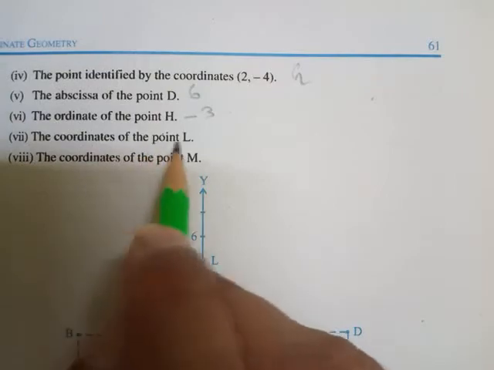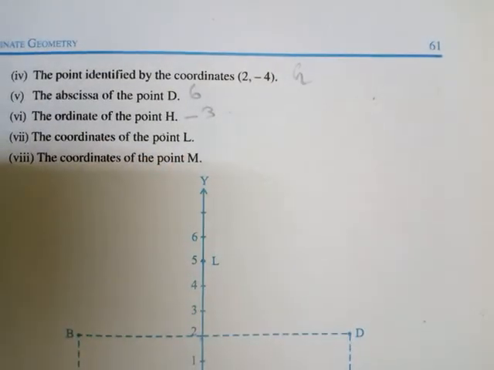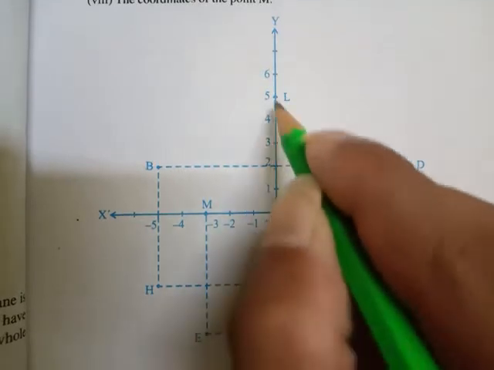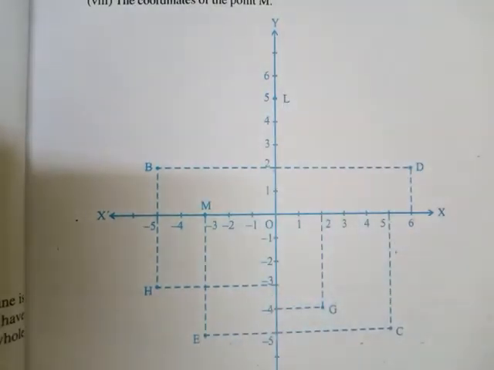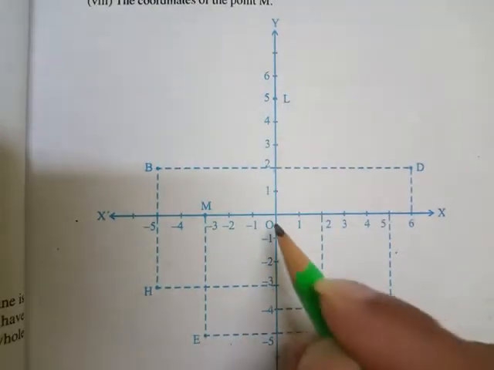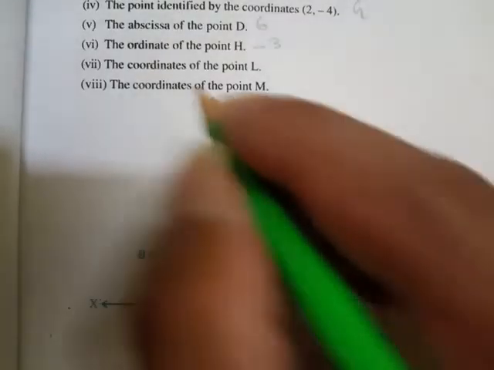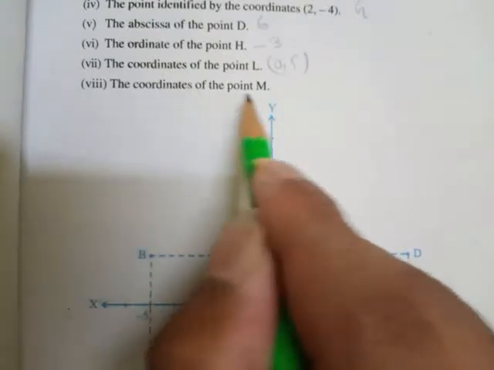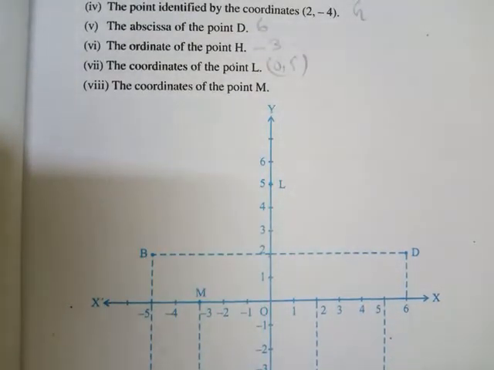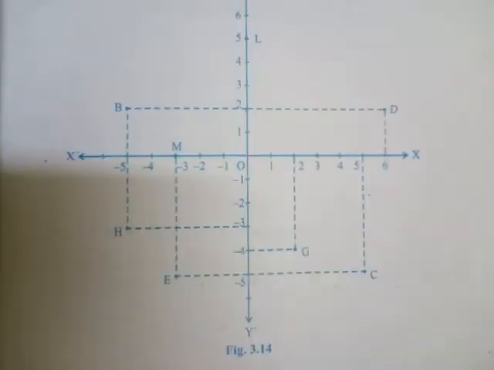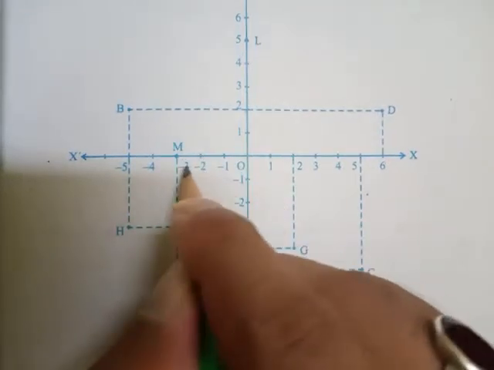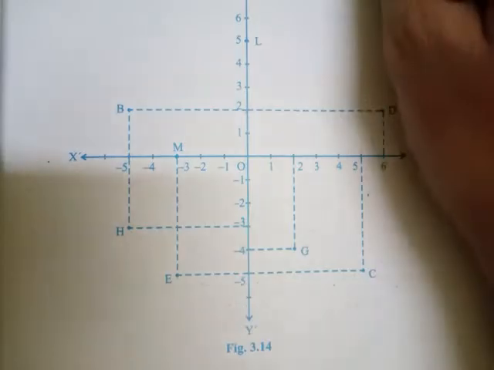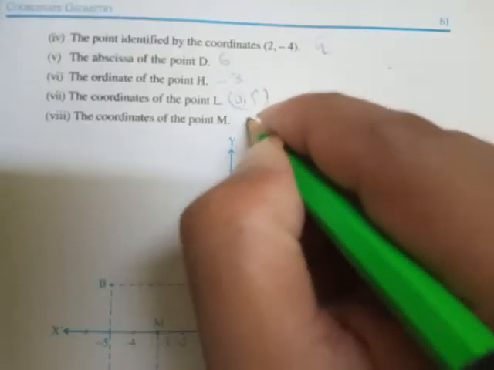Now the coordinate of the point L, let's have a look. Now look, students, there is 0, and from 0 L is at 5 here, so the coordinate of the point L is 0 and 5. Write down here the coordinate of the point: 0, 5. And last one, the coordinate of the point M. Look, there is 0, then there is -3, so the coordinate of the point M is 0, -3. Write down here the coordinate of the point: 0 comma -3.